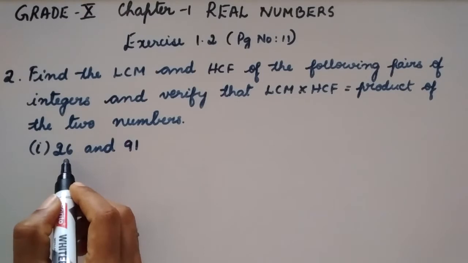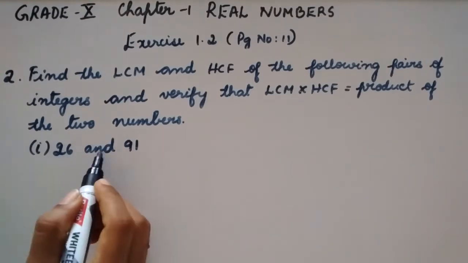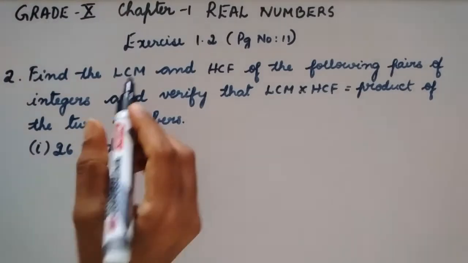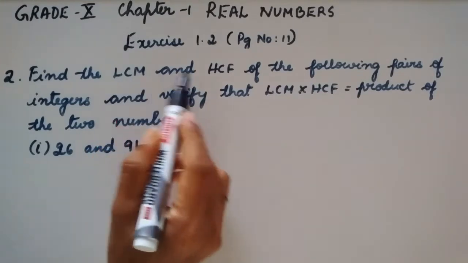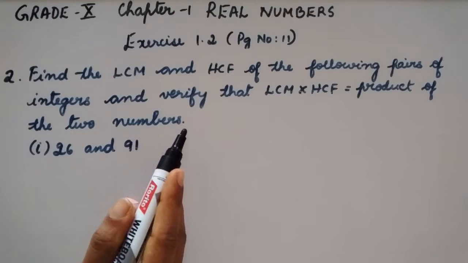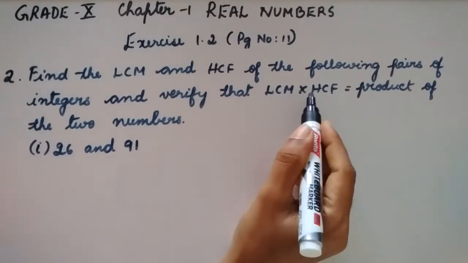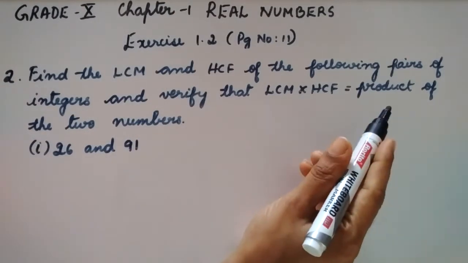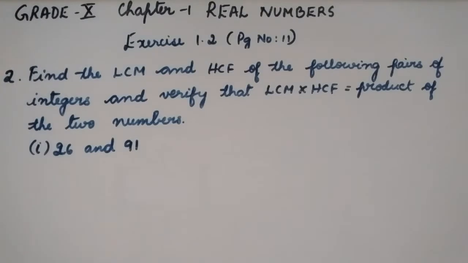So here is the pair of integers given, 26 and 91. We have to find the LCM and HCF of 26 and 91 and then verify LCM into HCF is equal to product of the two numbers.